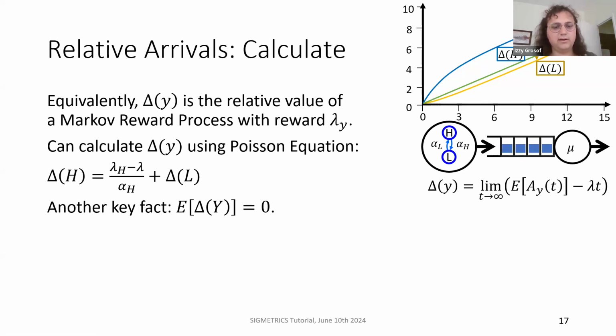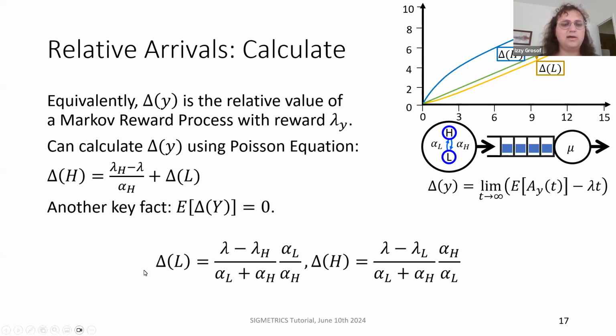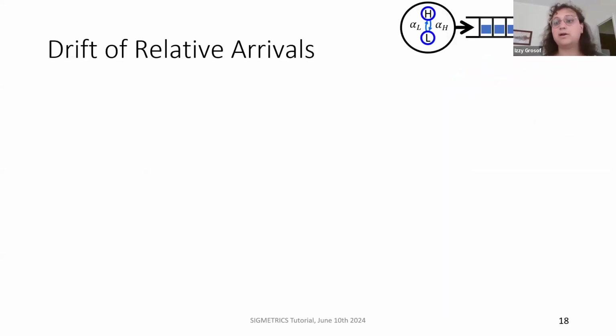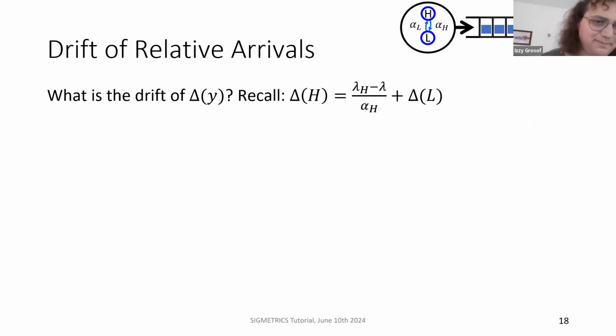Now, I'm not going to ask you to do that here, but what one gets is that delta L is lambda minus lambda H over this, and delta H looks very similar, but with all the H's and L's flipped around. Okay, so we've calculated relative arrivals. Now, what are we going to do with these? Well, we're going to take their drift. After all, it's called the drift method. I hope we'd be taking a lot of drifts.